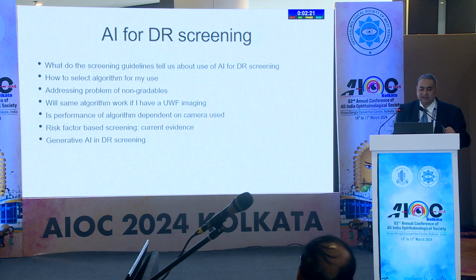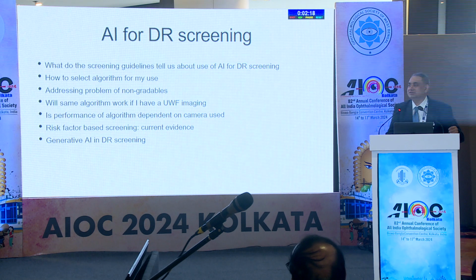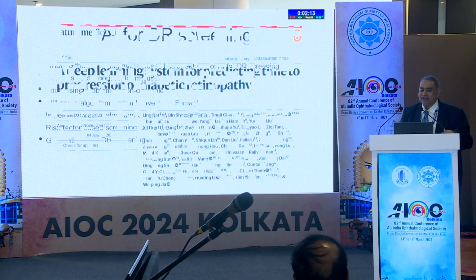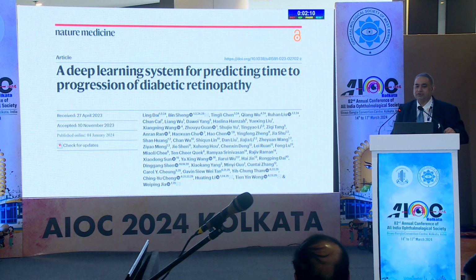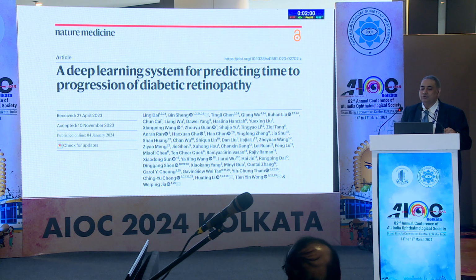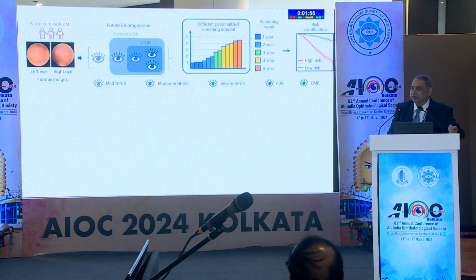Lastly, just touching on generative AI. Today that is the buzzword, and more and more work on generative AI is happening. This is a very recent work which we have published, spearheaded by Dr. Tien Wong, and we were lucky to be part of this study, where they tried looking at whether we can use a deep learning system for predicting the time for progression. That becomes important. With this algorithm, you put in the image and it will say whether in the next 4 years a person will progress to a high risk or a low risk of progression to a sight-threatening disease.